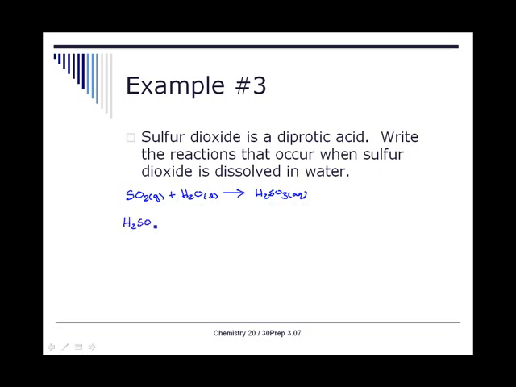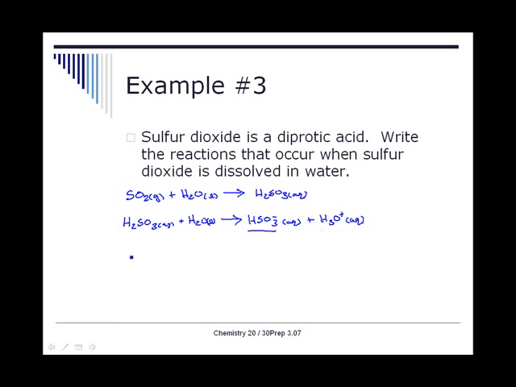So H2SO3 can now donate a hydrogen ion to a water molecule. Now we end up with HSO3 negative. It lost one positive charge, so it becomes a negatively charged ion, and that positive charge goes on to the hydronium. Then we take a look at our products and say, well, this product here could react with another water molecule.